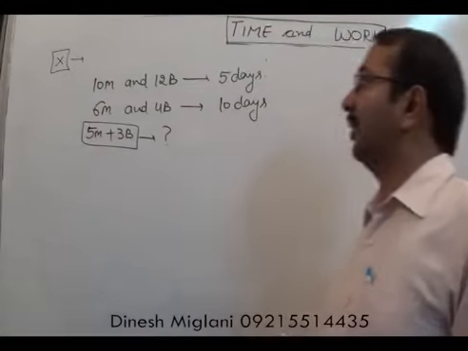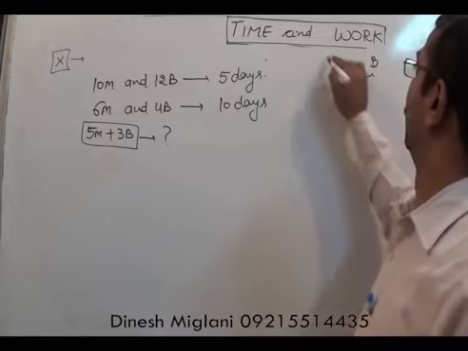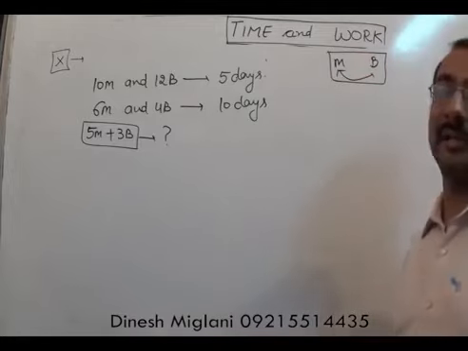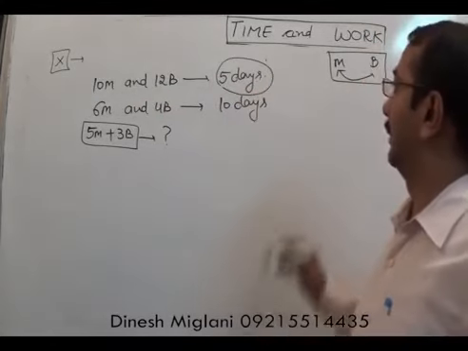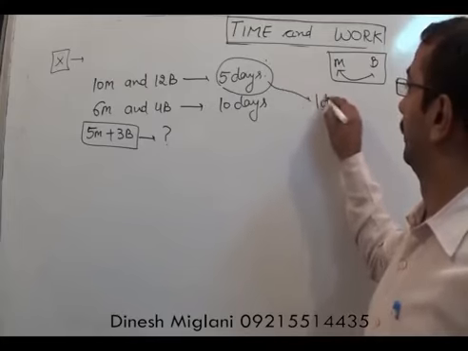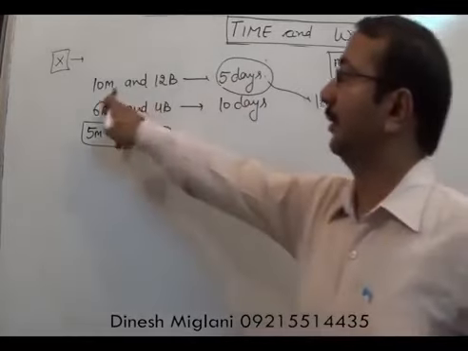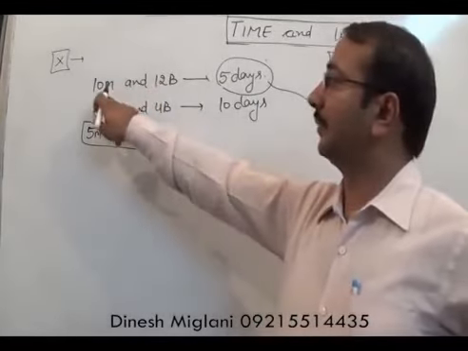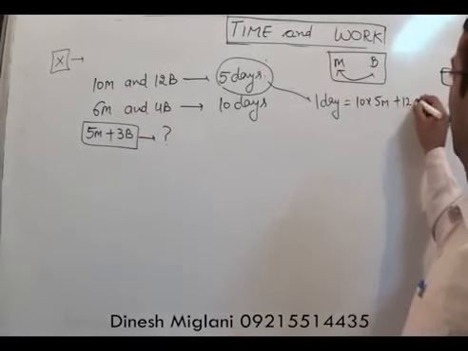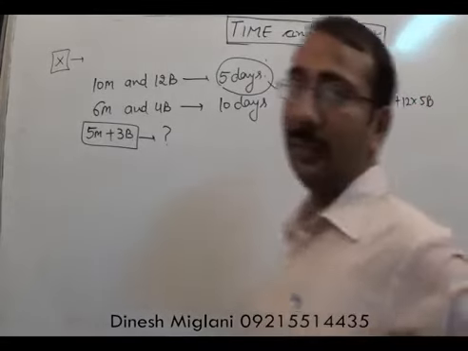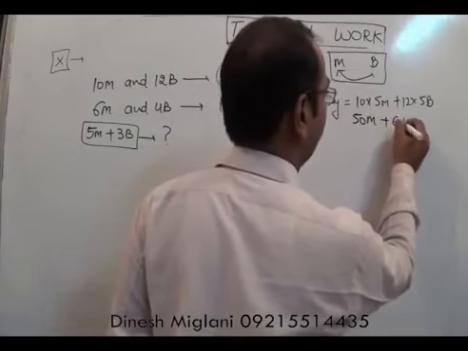First of all, we try to find the relationship between men and boys. How can we find it? 10 men and 12 boys take 5 days to do a work. If they have to do the work in 1 day, they have to increase their capacity, so I need into 5 and into 5. So I need 50 men and 60 boys, that is 10 into 5 men plus 12 into 5 boys.